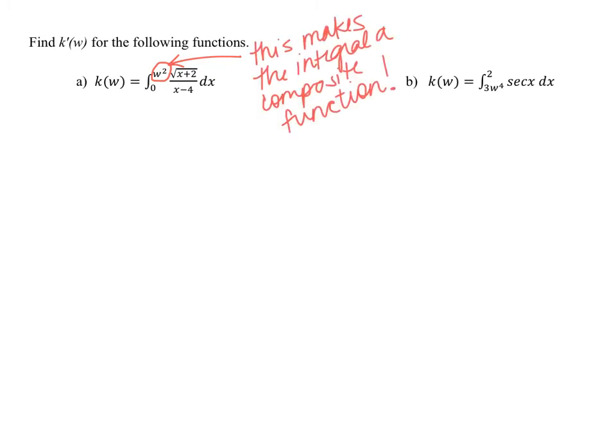And remember, anytime we take the derivative of a composite function, this means we're going to need to use the chain rule. So we're taking the derivative of an integral, however, this particular integral is a composite function. Therefore, we are going to use the chain rule when we compute this derivative.